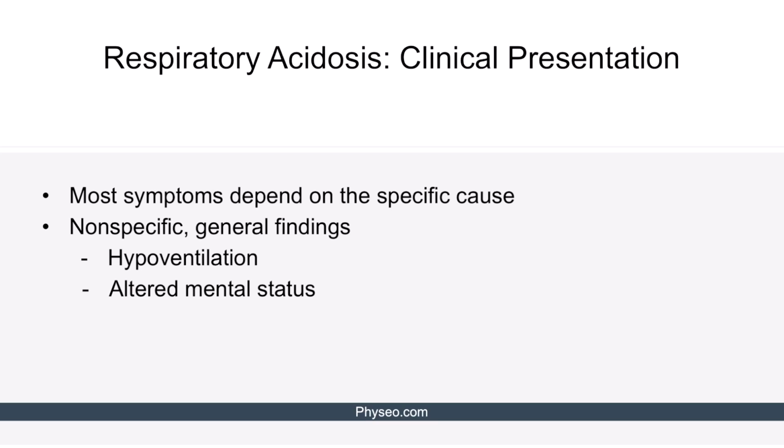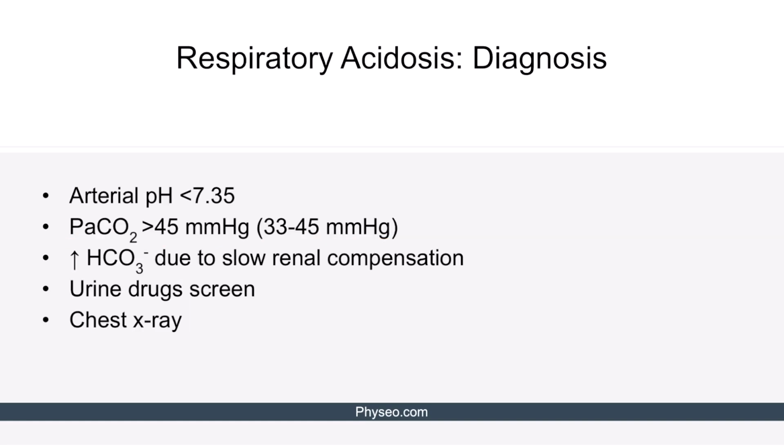Most symptoms of respiratory acidosis depend on the specific cause of this acid-base disorder. However, nonspecific general findings include hypoventilation as the primary disturbance and the altered mental status due to CO2 retention. Let's talk about the arterial blood gas findings in respiratory acidosis. Arterial pH is less than 7.35, and partial pressure of carbon dioxide is more than 45.